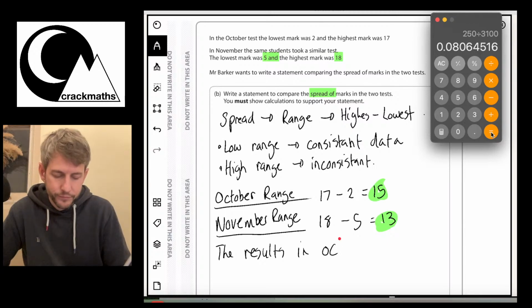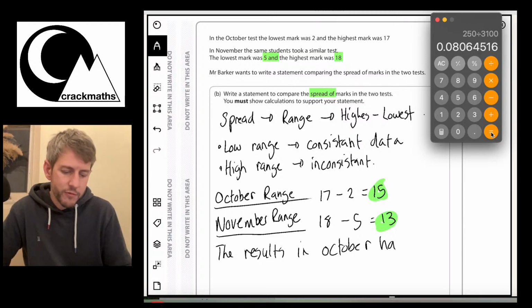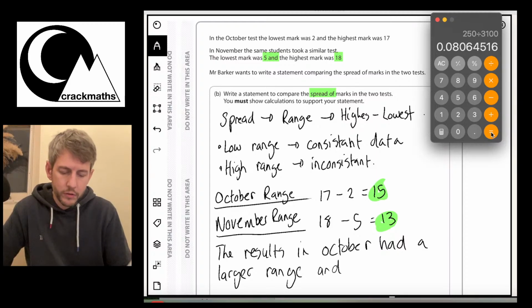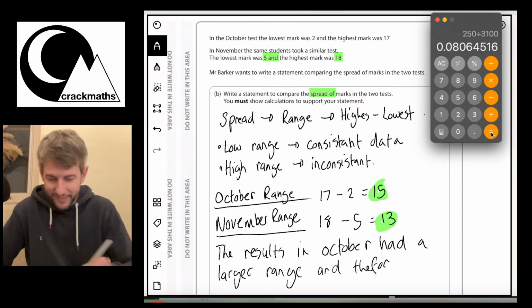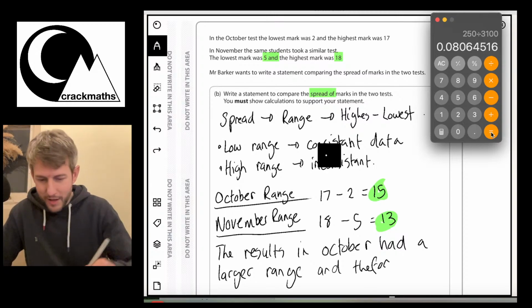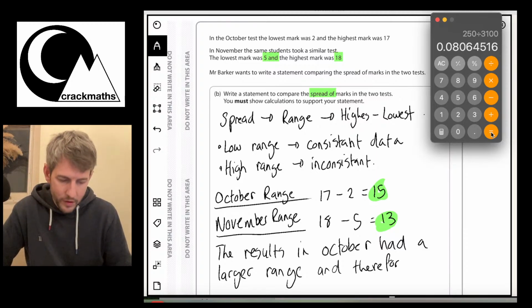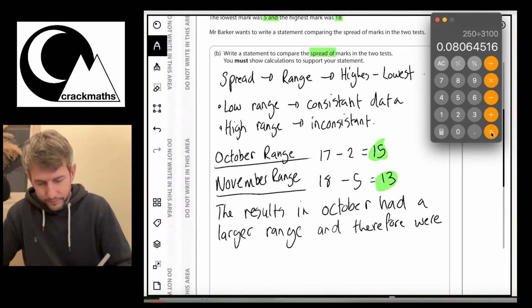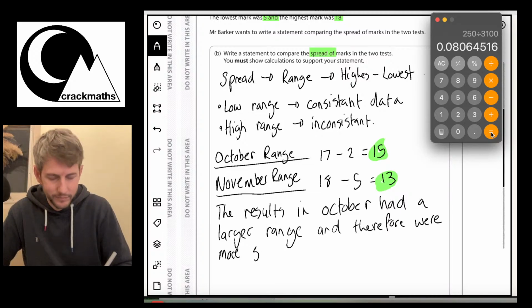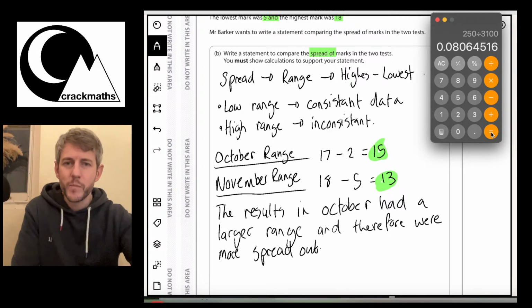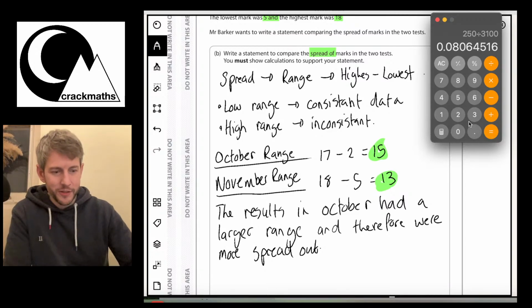in October had a larger range, and therefore, oh, that's not how you write therefore. Therefore, the results were more spread out. Okay, great. Right. Let's now look at the next question.